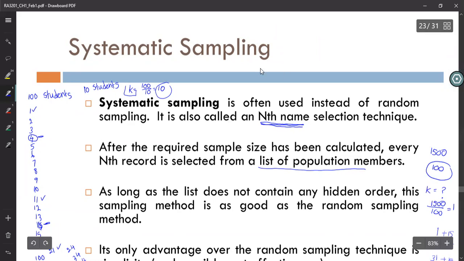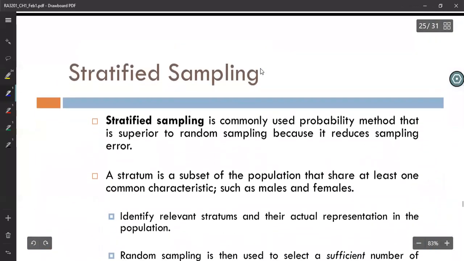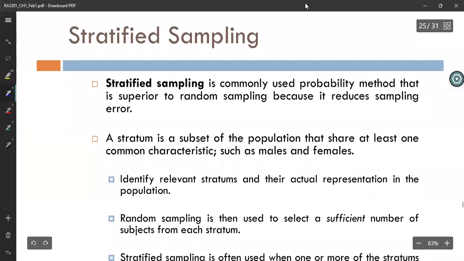Okay, right. So that is the second one, systematic sampling. So you have simple random sampling, systematic sampling. Then comes the third one, stratified random sampling. Stratification, now this is a little bit different. Okay, so this is actually a very good sampling method.